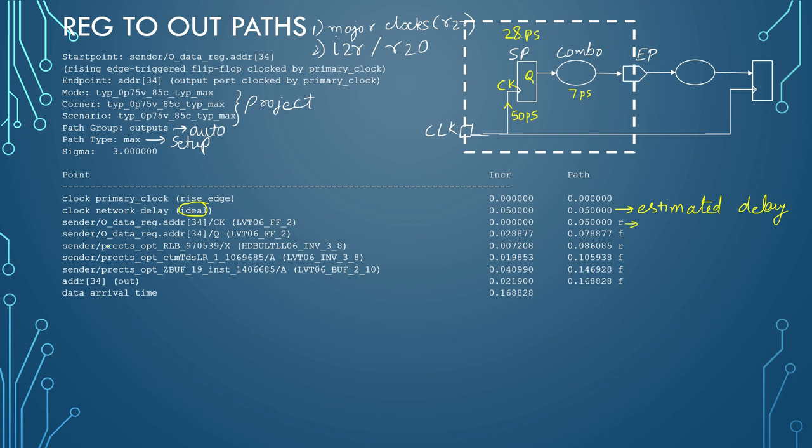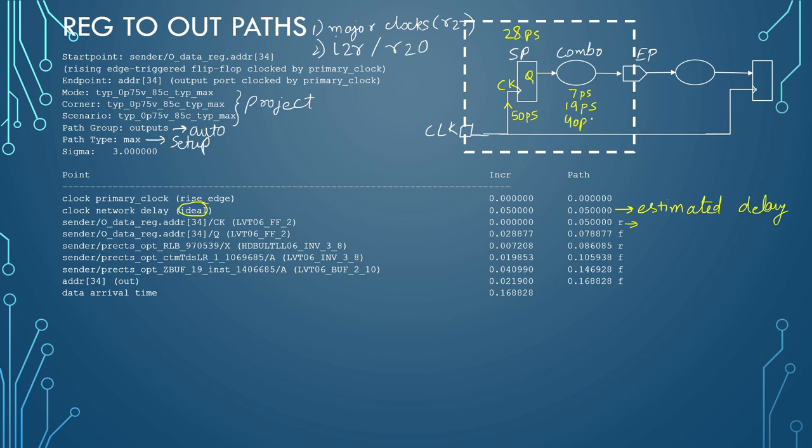That is picoseconds. And after this inverter we are seeing one more cell, sender slash pre-cts of some random number which is given by the tool, and then the pin name, A pin of this inverter, and that inverter is taking around 19 ps. So total will be adding it here. And after that there is one buffer which is taking around 40 ps.